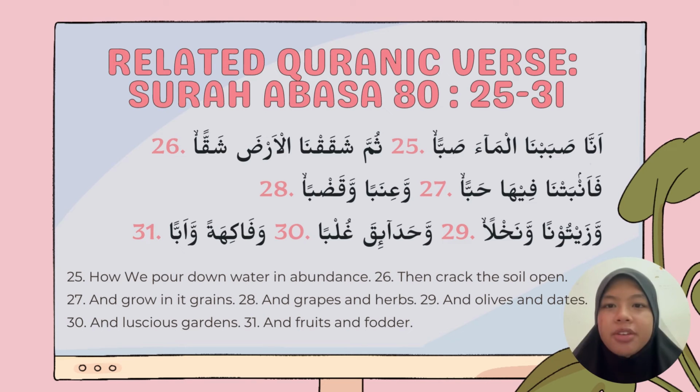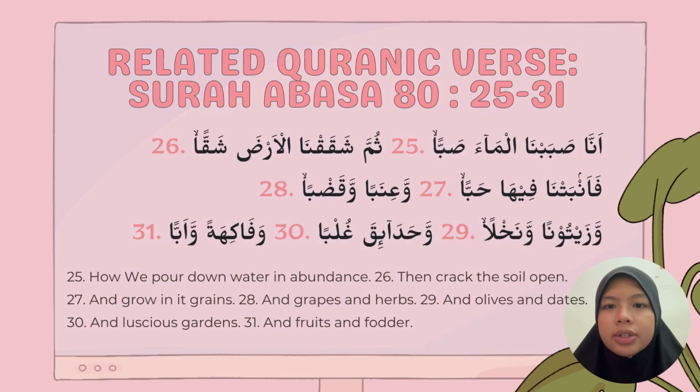The meaning of the verse is how we pour down water in abundance, then crack the soil open, and grow in it grains, and grapes and herbs, and olives and dates, and luscious garden, and fruits and fodder.